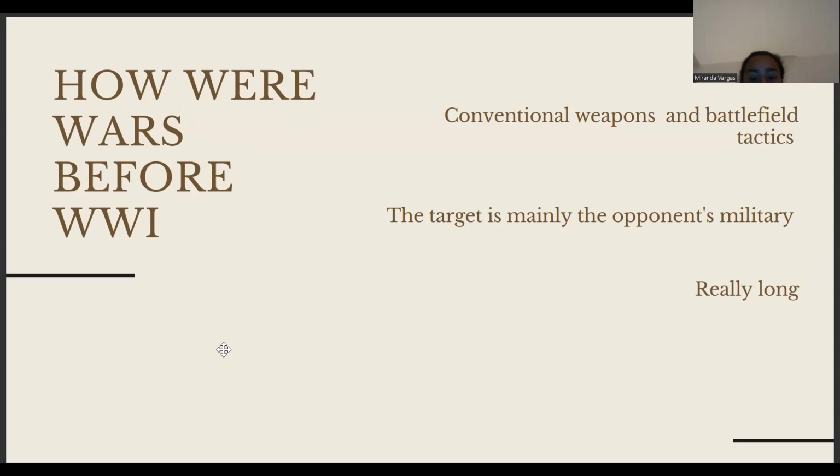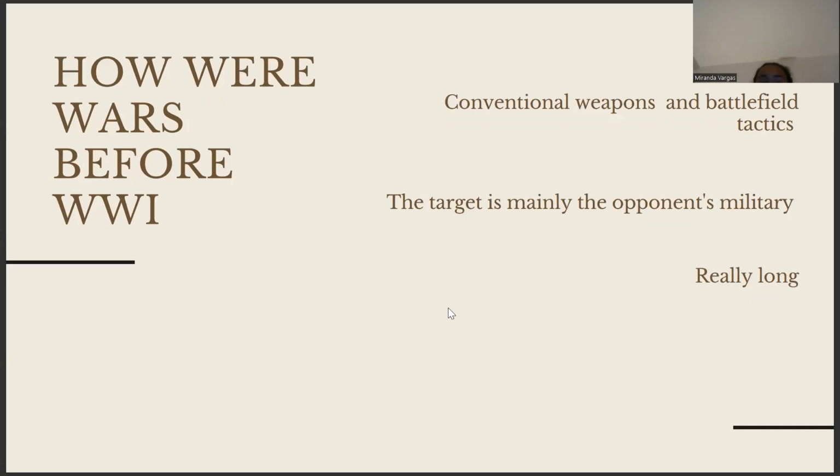But the first point is that there was only use of conventional weapons, which means that there was no such thing as chemical weapons, biological weapons, or nuclear weapons. Conventional weapons include small arms, defensive shields and light weapons. And the second thing is that battlefield tactics were still really important for wars during the 18th century.